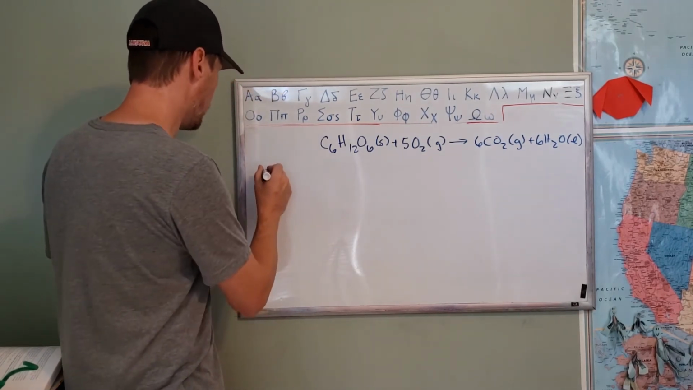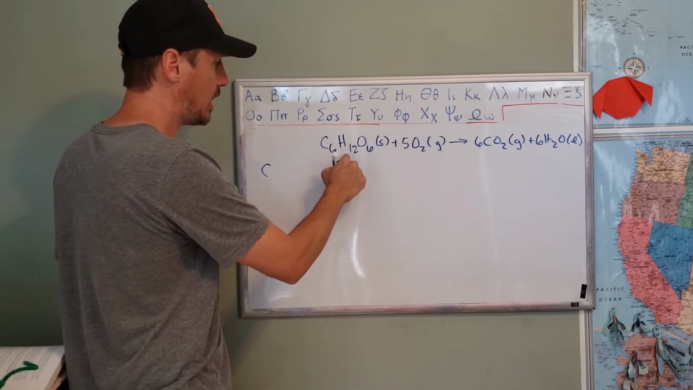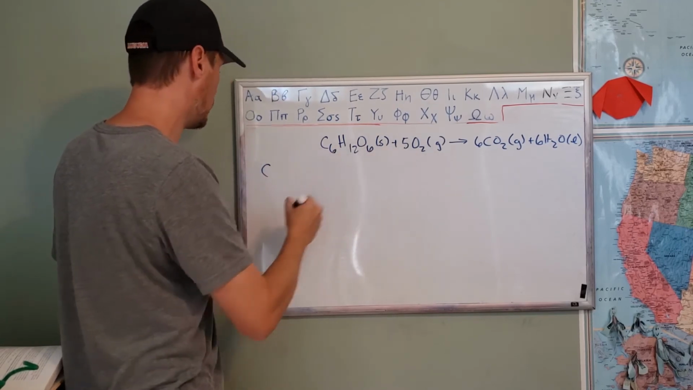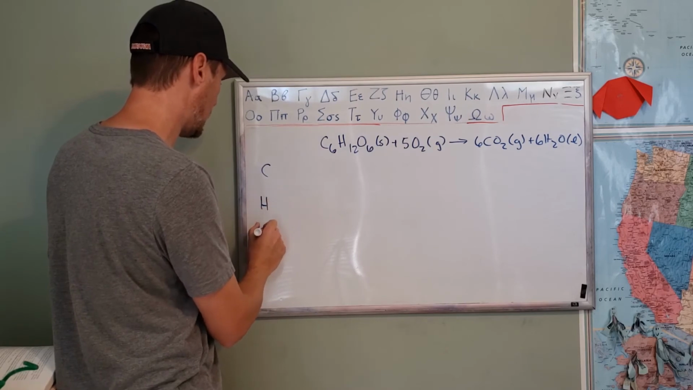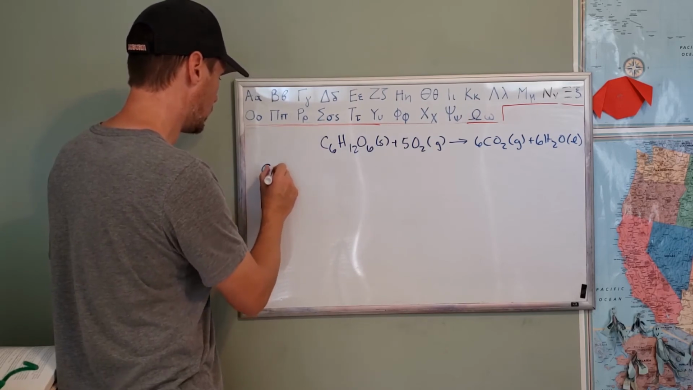Okay, so let's start with C. So on this side here, we basically have C, H, and O, right? We have an O here as well. So we're going to do the C's, we're going to do the H's, and we're going to do the O's so that we can see what we have.